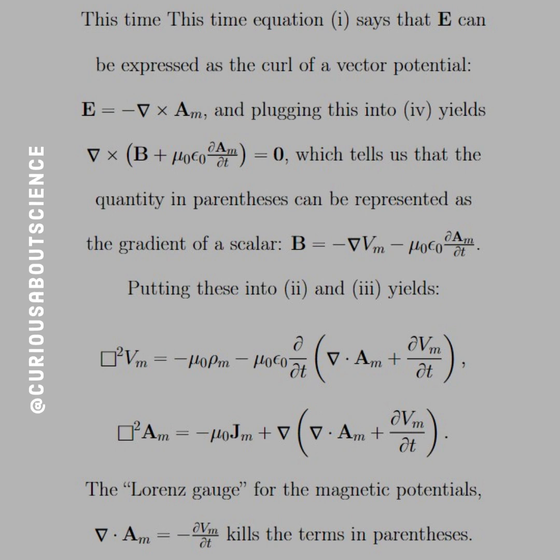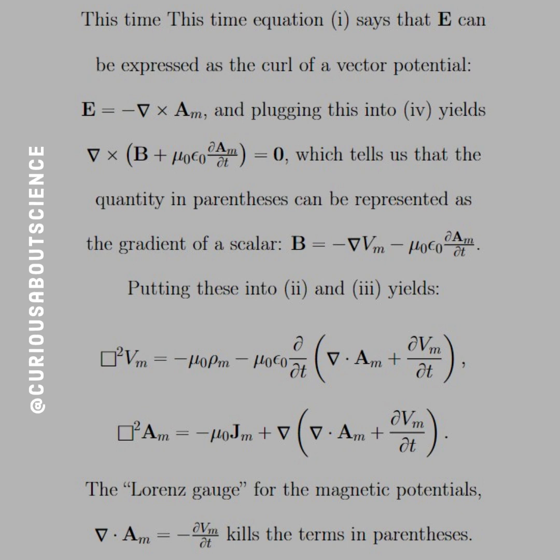Okay, so with the first equation, equation 1 says that E can be expressed as the curl of the vector potential, which of course we see E is the negative curl of AM, and plugging into 4 yields the curl of B plus mu naught epsilon naught dAm over dt equals 0, tells us that the quantity in the parentheses is represented as the gradient of a scalar. And so what we see here, since the curl of a gradient is 0, B is equal to the negative gradient Vm minus mu naught epsilon naught dAm dt.